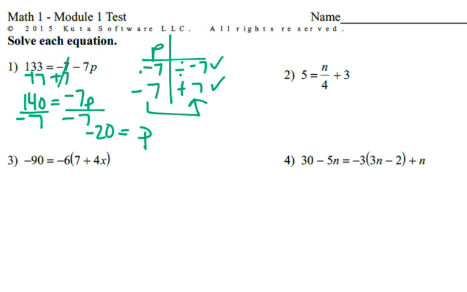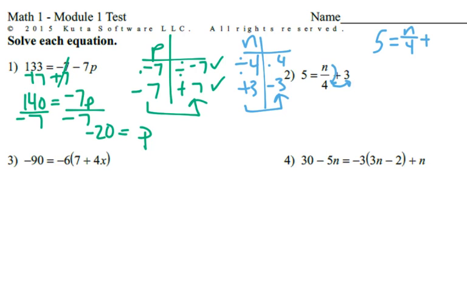Okay, number 2. So we've got n divided by 4 plus 3 equals 5. So first we would divide n by 4, and then we'd add 3. We're going backwards and doing the opposite, so we'd subtract 3 and times by 4. So 5 equals n divided by 4 plus 3. So we start off by subtracting 3 from both sides. We get n divided by 4 equals 5 minus 3 is 2. Times both sides by 4. Those 4's cancel, leaving us with n equals 8.